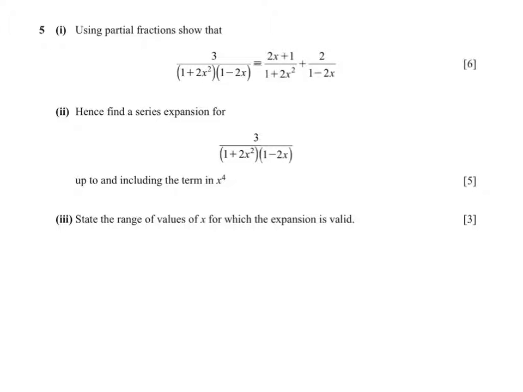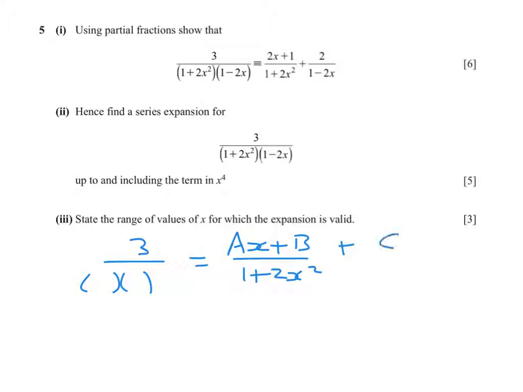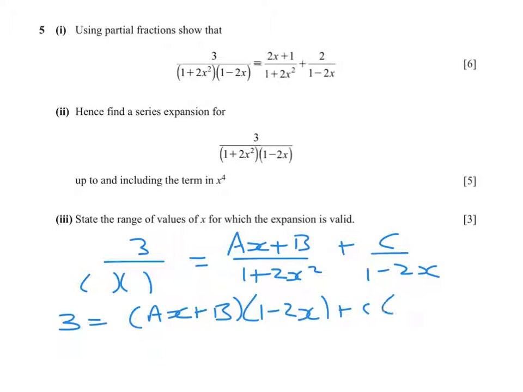So we start by writing this in partial fractions, and 3 over 2 brackets will have to equal (ax plus b) all over (1 plus 2x) squared plus c over (1 minus 2x). If we multiply by the common denominator, then 3 equals (ax plus b), and be careful here to use brackets, times (1 minus 2x) plus c times (1 plus 2x) squared.